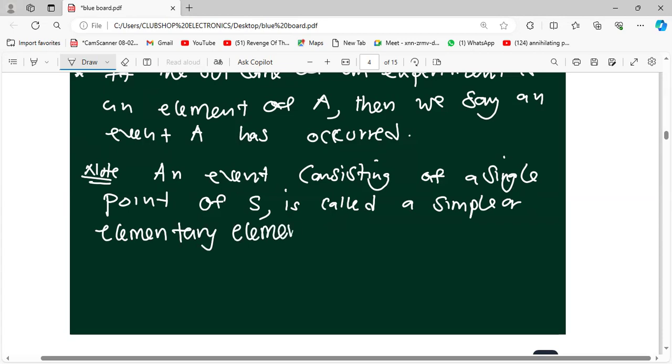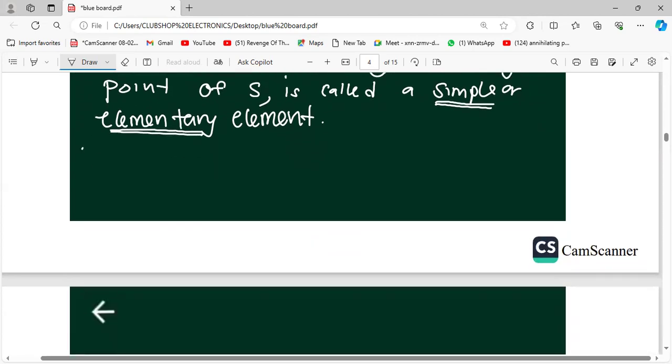So if you have a sample space, and we have an event consisting of only 1 point, then that event is called a simple event because it only has 1 point. Simple or elementary event. I hope that is fine. We can look at an example, which is example 1.8, in that book.